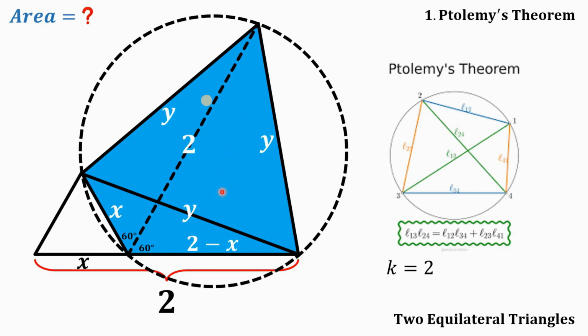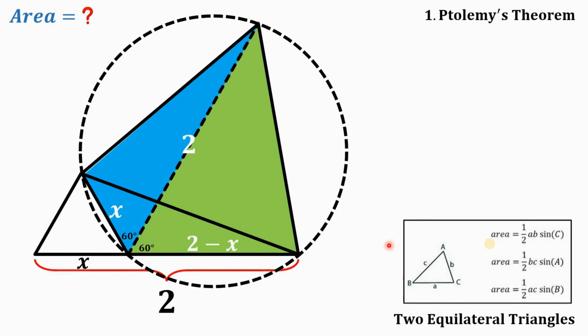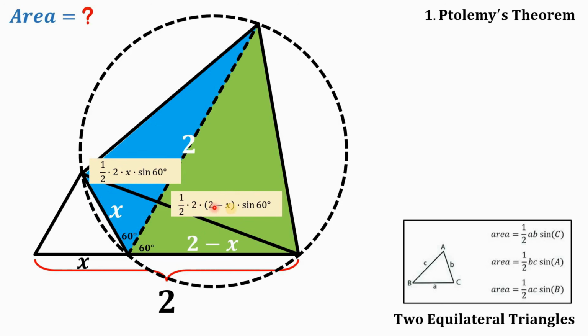And now at this point, we are ready to find the area of this quadrilateral. So what we're going to do is break this quadrilateral into 2 triangles like this, because we will use this concept to find the area of each triangle. The area of a triangle is simply equal to 1/2 times a times b times the sine of the included angle. Now we have this included angle of 60 degrees, and we have the side lengths 2, 2 minus x, and x. In short, the area of this blue triangle must be equal to 1/2 times 2 times x times sine of 60 degrees, while this green triangle must be equal to 1/2 times 2 times (2 minus x) times sine of 60 degrees.